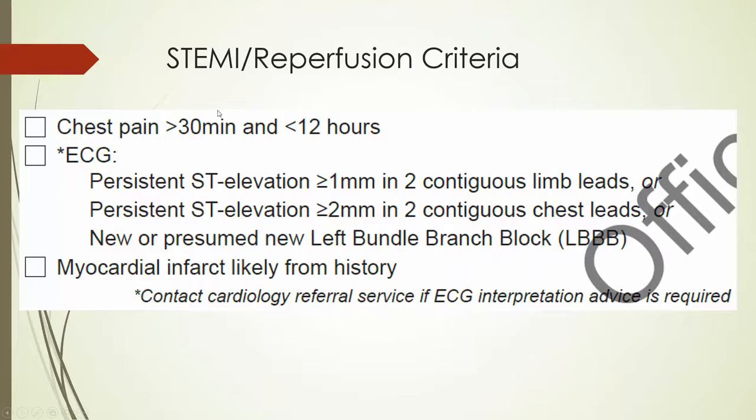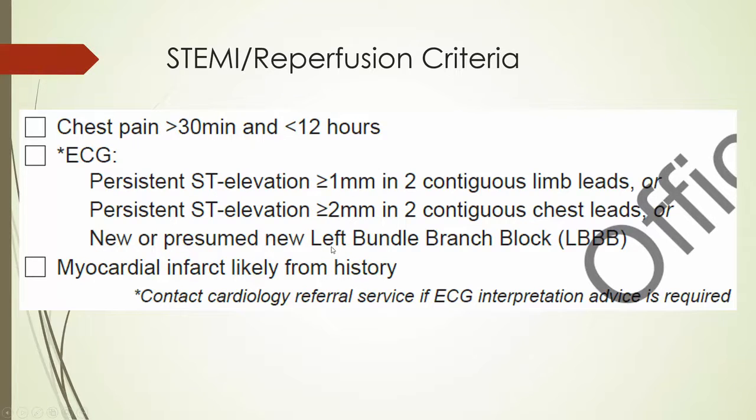So the indications for reperfusion, they're not just ECG criteria, okay? Obviously, you need to have chest pain or at least some sort of history that makes a myocardial infarct likely. But the ECG criteria, you need ST segment elevation of at least 1 millimeter in the limb leads or at least 2 millimeters in the chest leads. If you also find a left bundle branch block that's new or presumed to be new, then that is considered evidence of a STEMI.